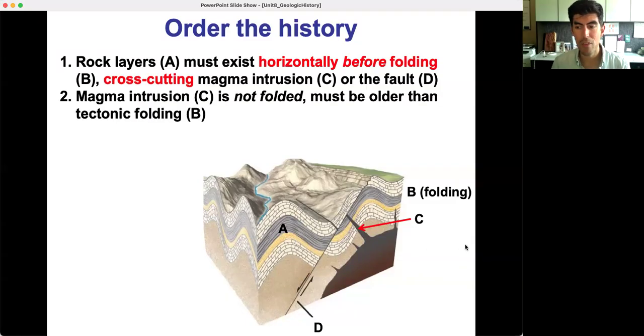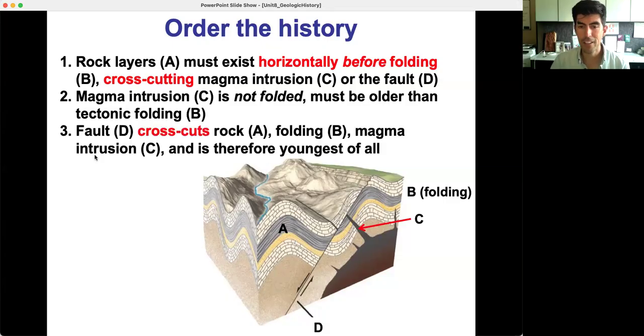Next, we have the magma intrusion. Notice how the magma intrusion is not folded. This means that the magma intrusion must be younger and the folding must be older. If it was the other way around, we would actually see the magma intrusion fold with the sedimentary layers. So the next unit is unit B, the folding. Finally, we have unit D, which is the fault.